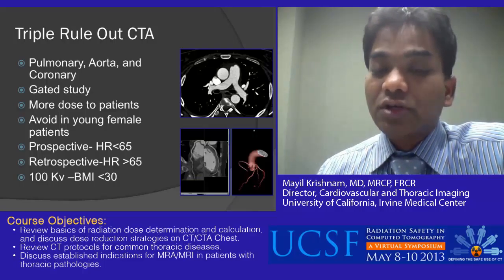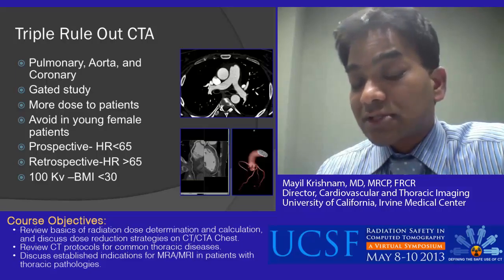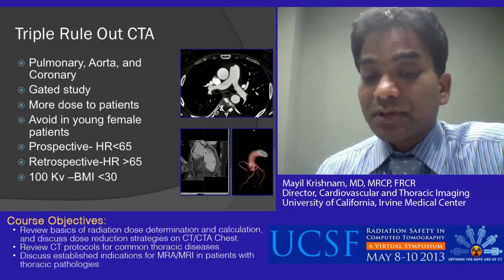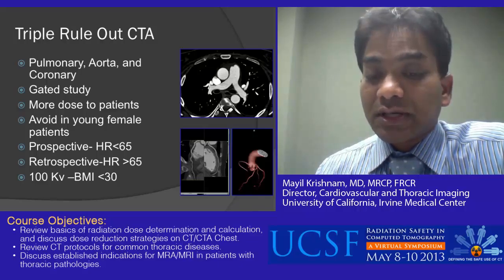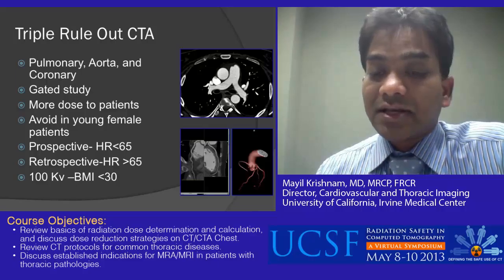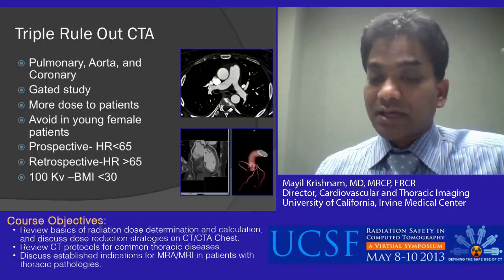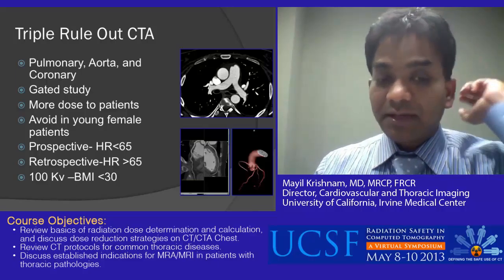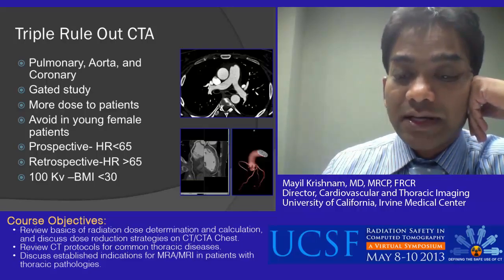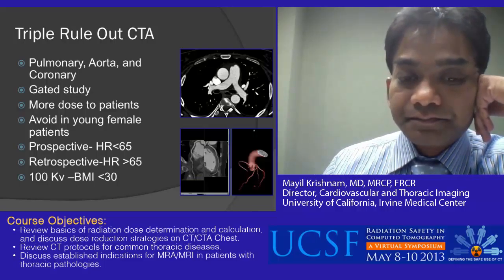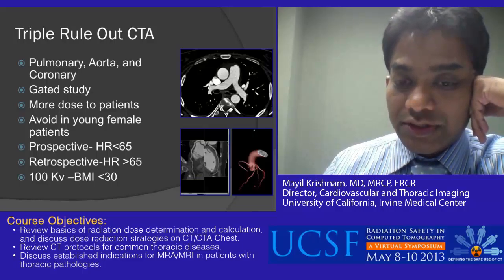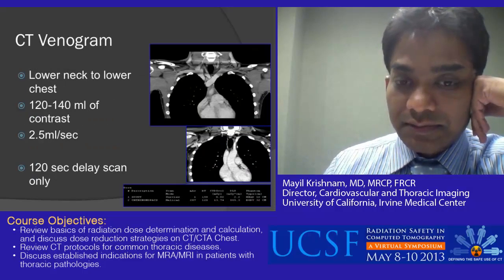Otherwise, the dose is going to be greater than 10 millisieverts, and you can see this patient with a triple rule out. Images are nicely shown, and aorta, pulmonary artery, and these coronary arteries, and everything is negative, and patient can go home on the same day. However, the dose may be slightly more compared to the other CTA angio chest. Next slide.